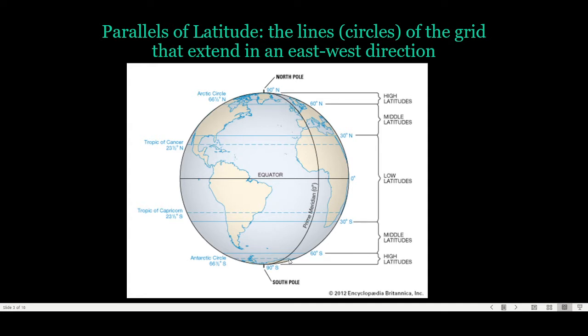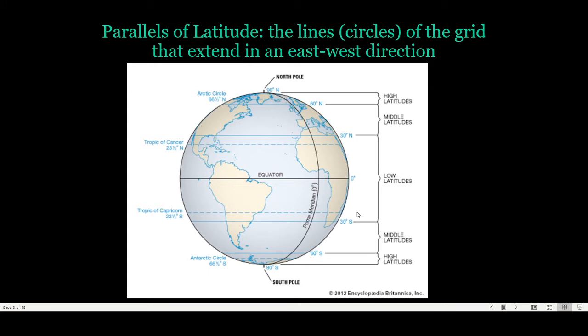And all these latitudes are circles, so they extend around the Earth and they are parallel to each other, with the exception that the North Pole and the South Pole are considered points. So they are not circles, but they are points. And from the right side of the diagram, this is just telling you the general location of these latitudes.